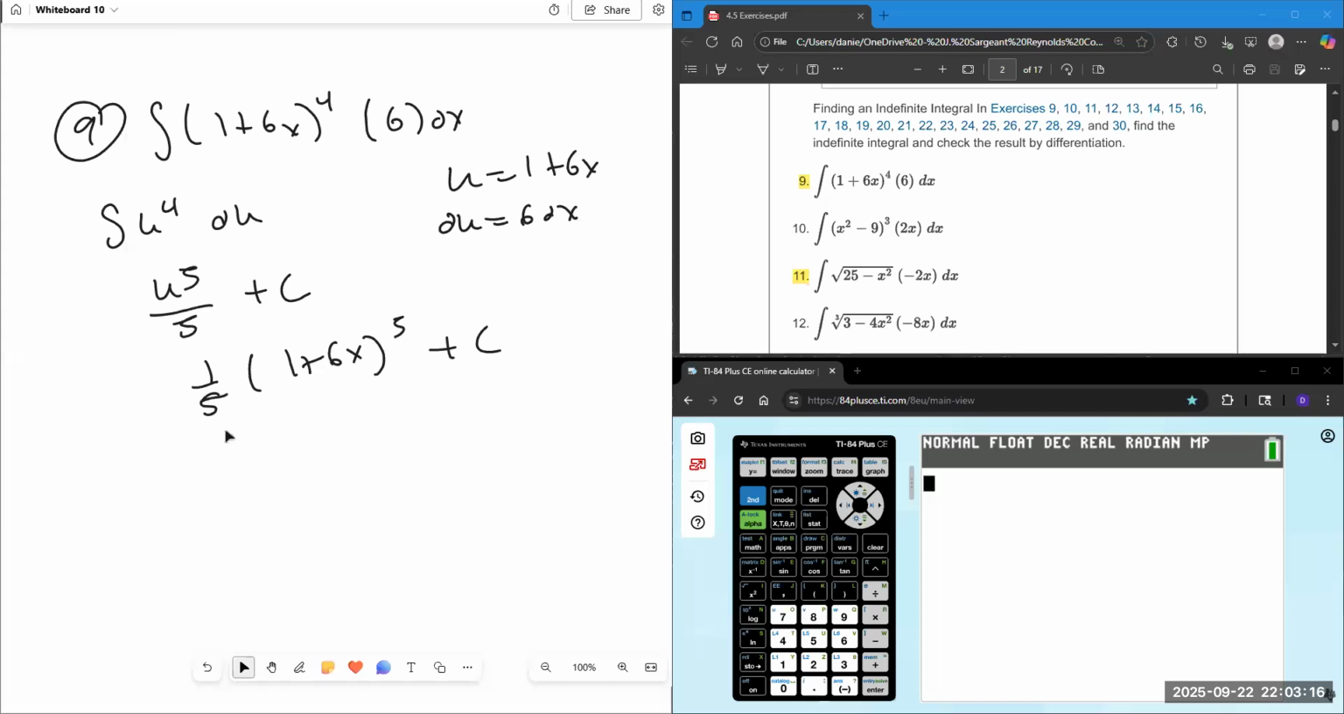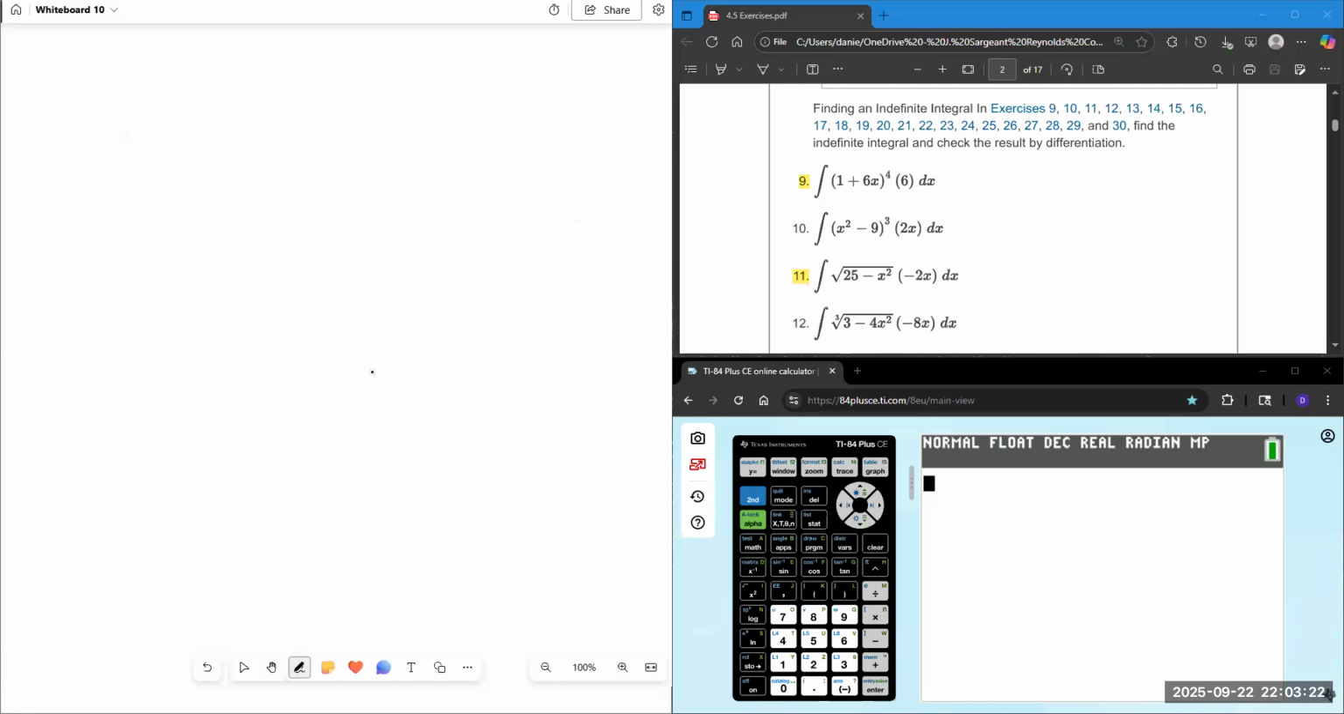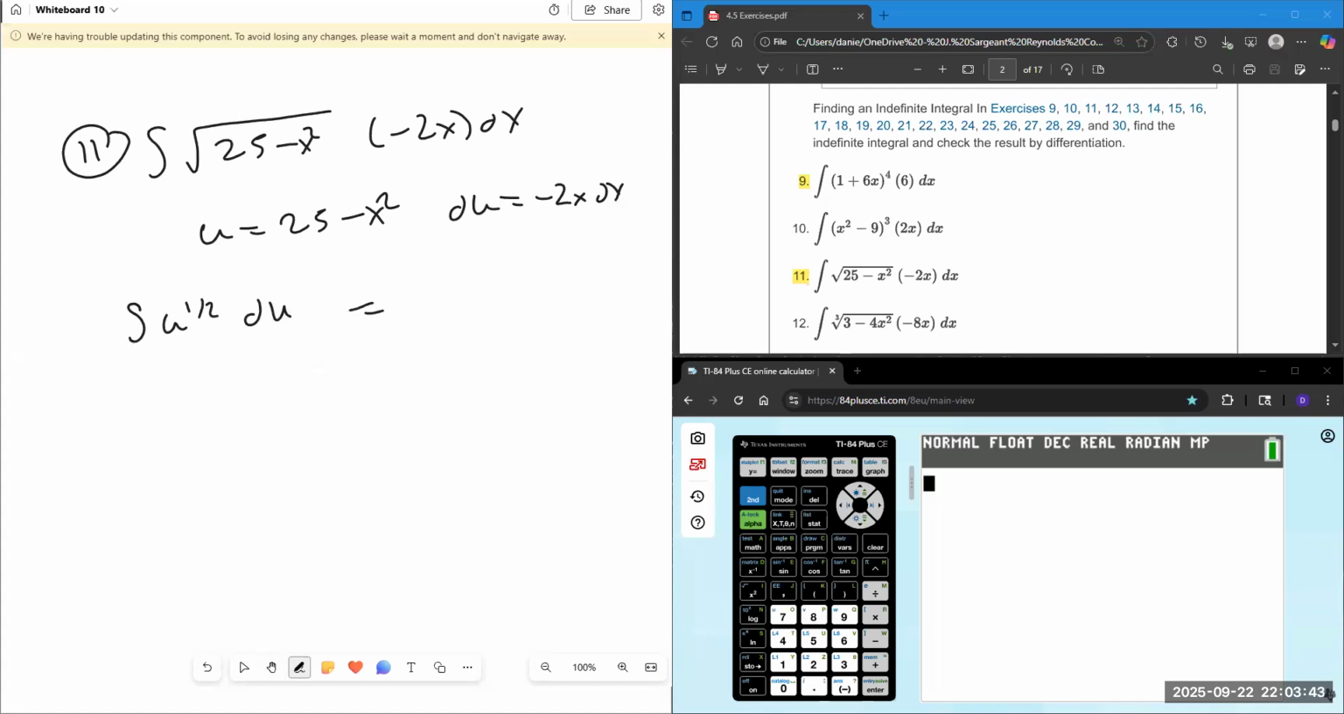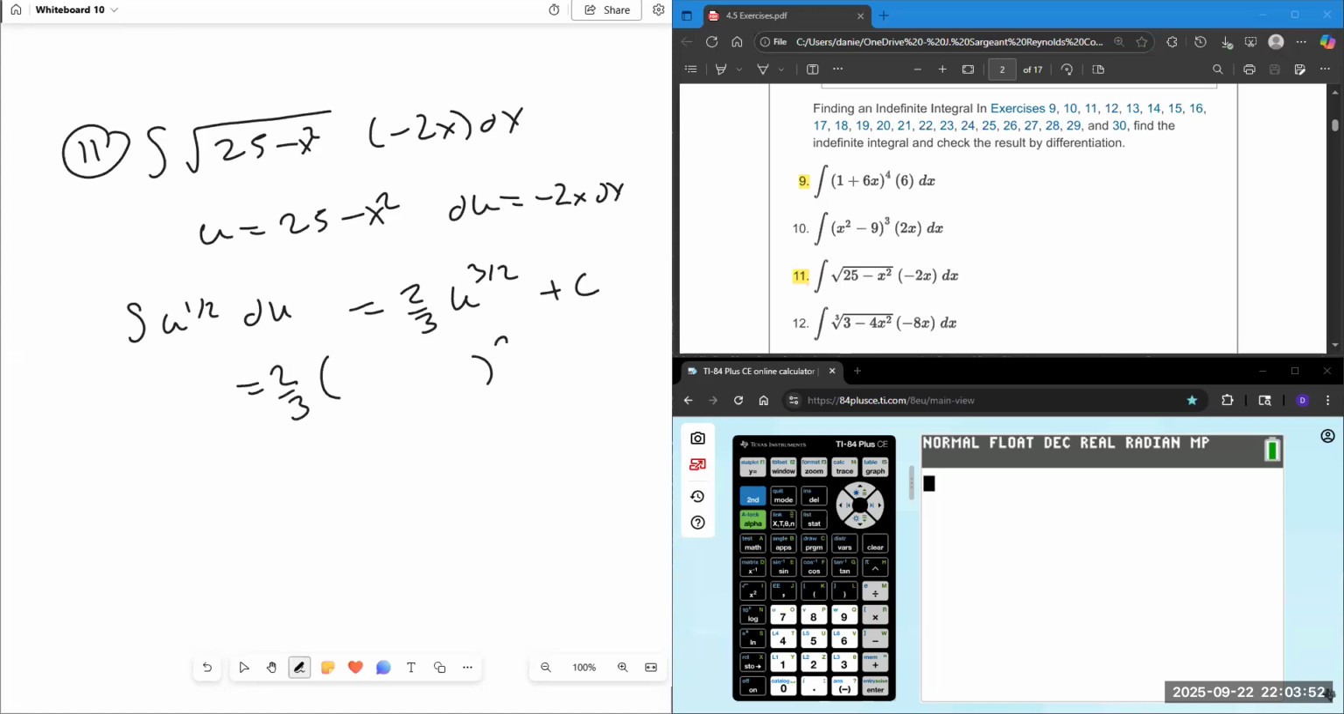Let's look at 11 now. 11 is the integral of root of 25 minus x squared, times negative 2x dx. u is 25 minus x squared. du is negative 2x dx. This is u to the 1/2 du. u to the 3/2 times 2/3 plus c is 2/3 times (25 minus x squared) to the 3/2 plus c.